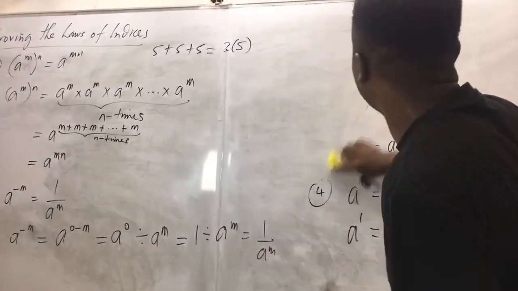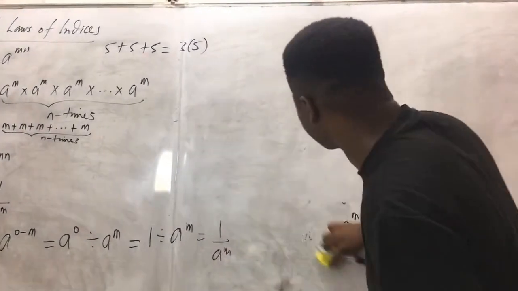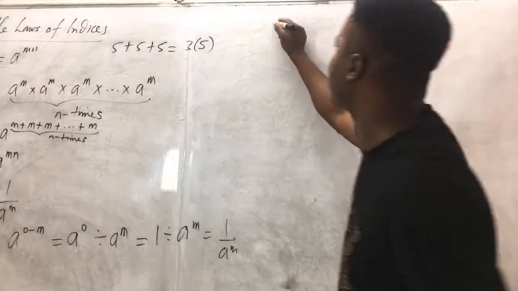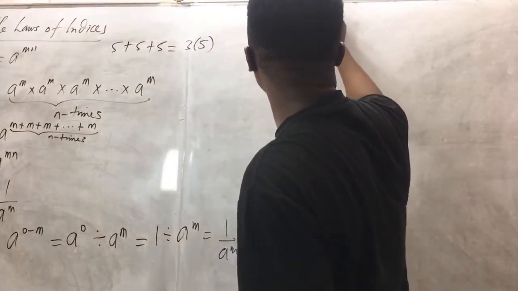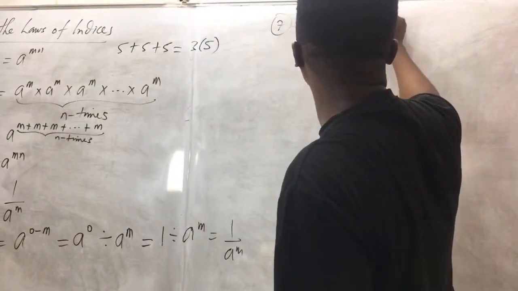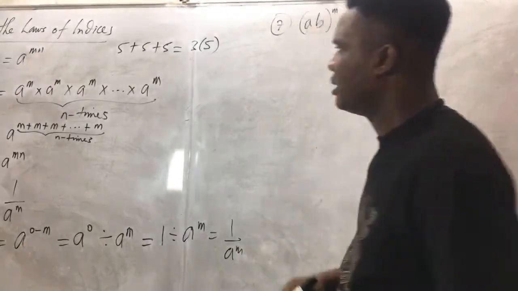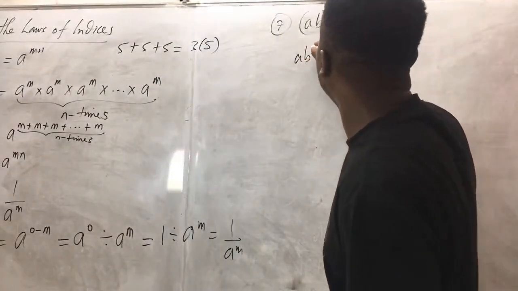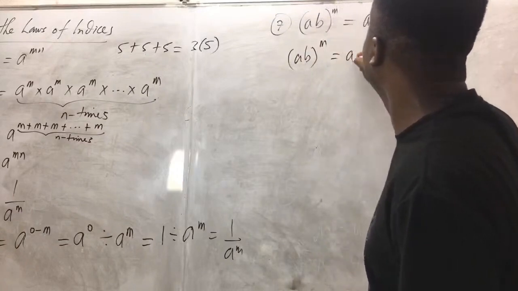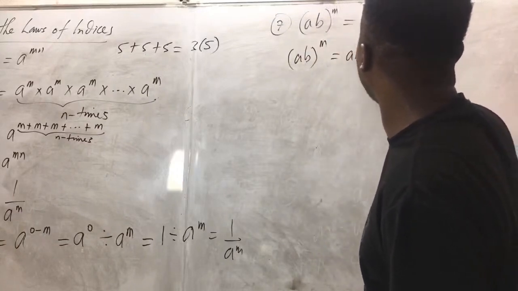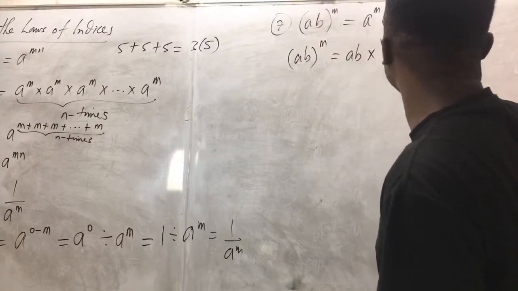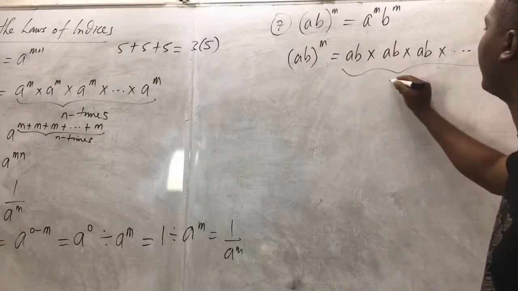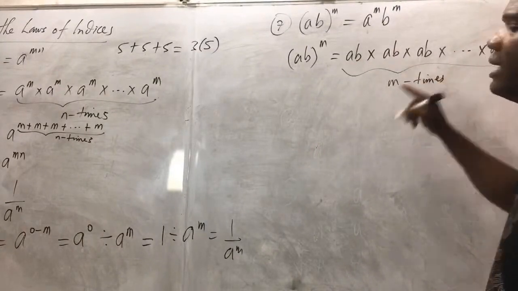To prove law number 7 and law number 8, remember, law number 7 and law number 8 are the laws of shared power. So let's start with law number 7. So we had ab raised to power m is a raised to the power m, b raised to the power m. This was law number 7. So how do we prove this? To prove this, all I'm going to do is write ab raised to the power m in expanded form as ab times ab times ab times ab. How many times are we multiplying ab? Of course, we are multiplying ab by itself m times.